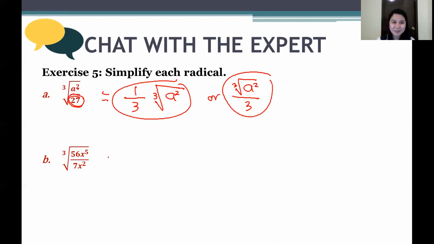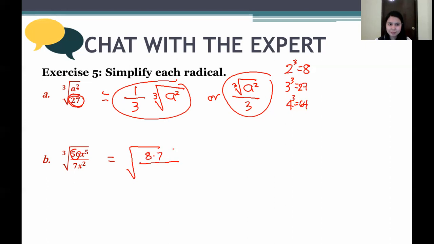The next one. Okay, 56. For sure, 56, but 2. Again, we write: 2 cubed is 8, 3 cubed is 27, 4 cubed is 64. 56 can be factored as 8 times 7. So place 7 at the bottom, 7x squared. But let me show you an easier way to do it.